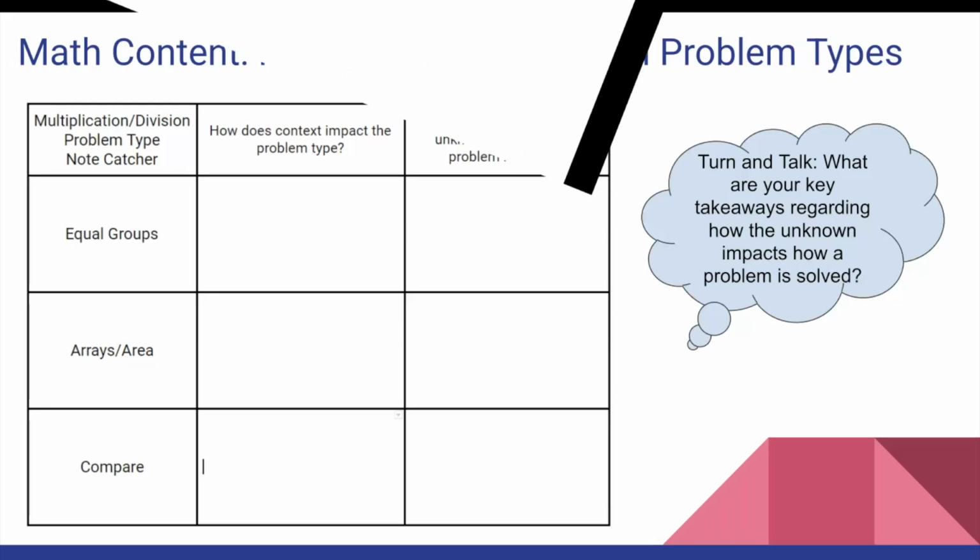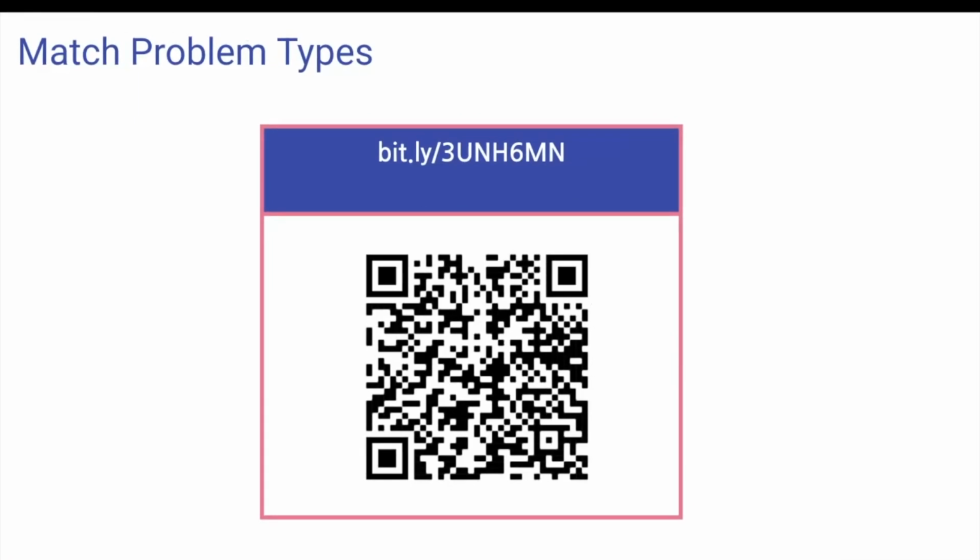You will now engage in a problem type sort. In this sort, there are 12 word problems alongside the graphic organizer. Your job is to read the word problems and determine which addition and subtraction problem type it aligns to, and determine where the unknown is located in order to correctly place it in the chart.